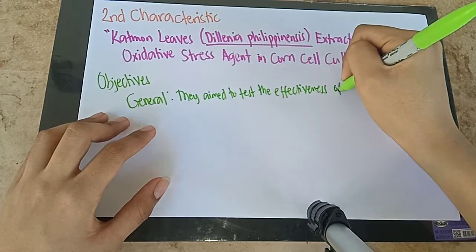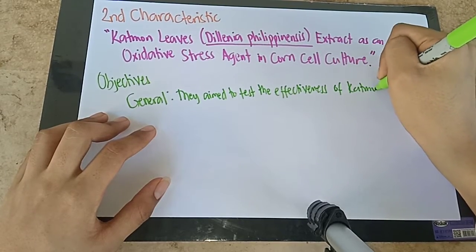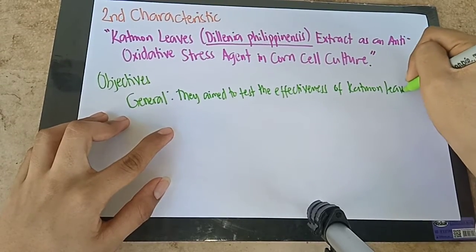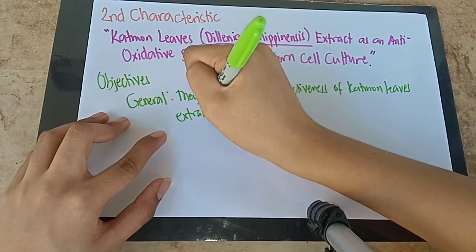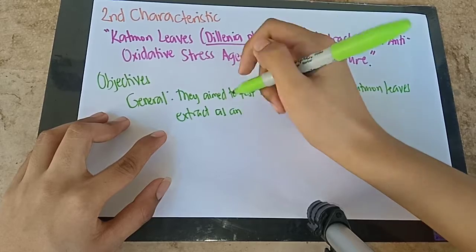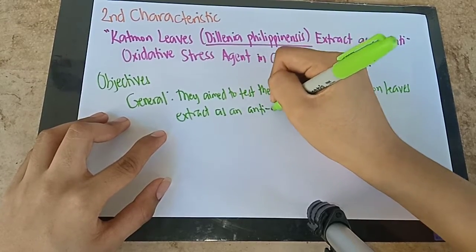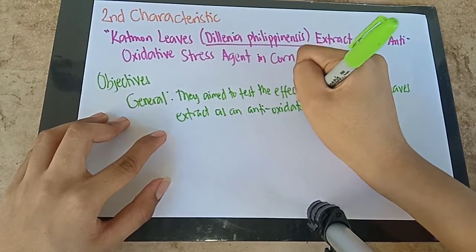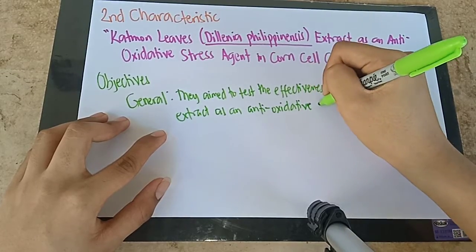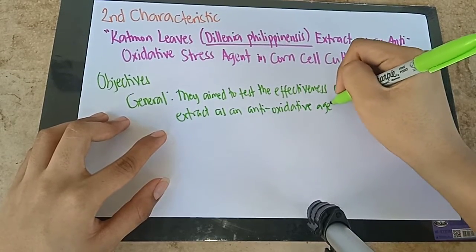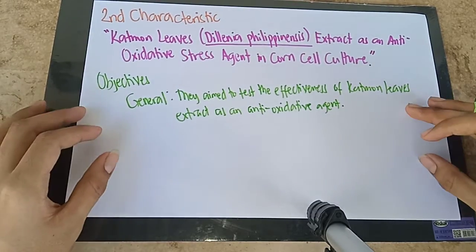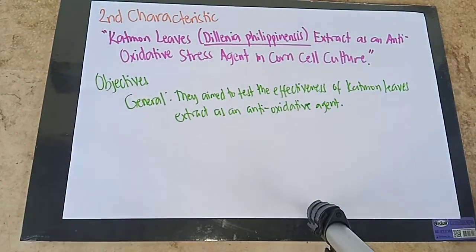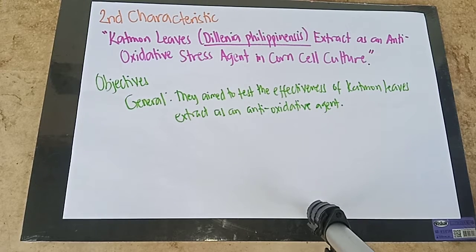of Catmon leaves extract as an antioxidative agent. So that would be the general objective of the researcher, to aim to test the significant effectiveness of Catmon leaves extract as an antioxidative agent.